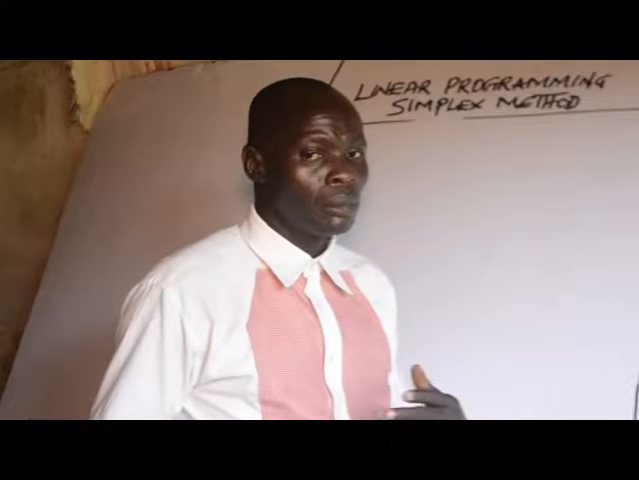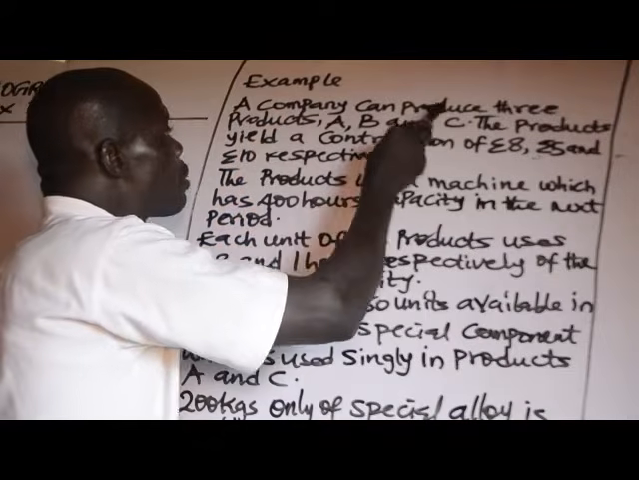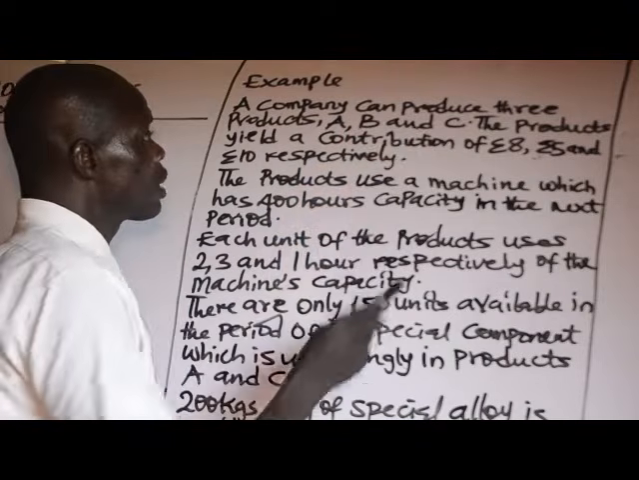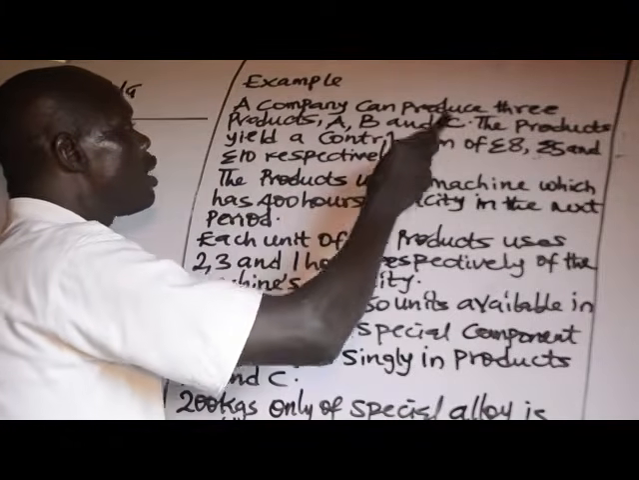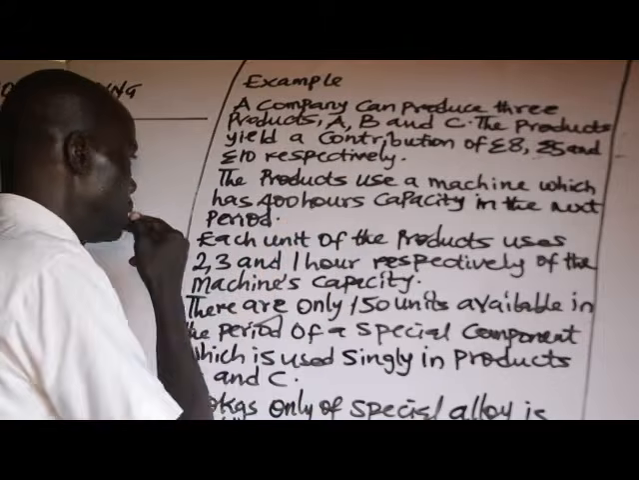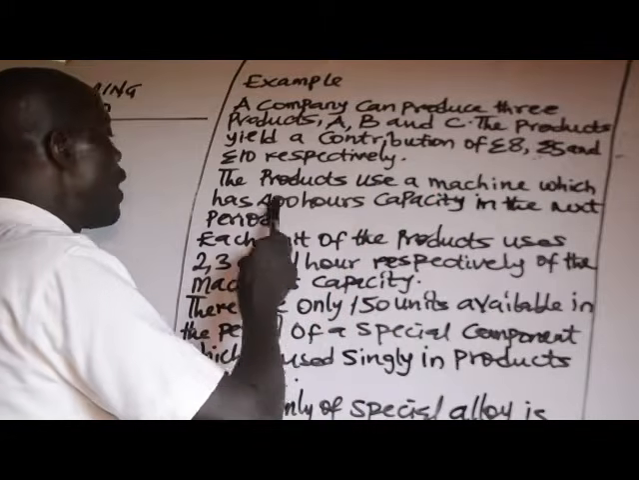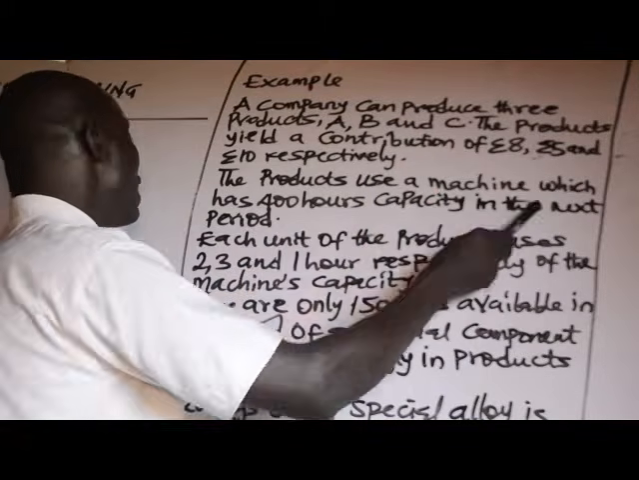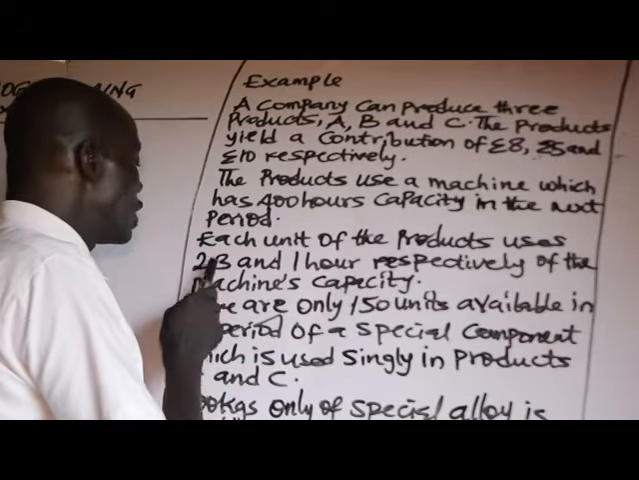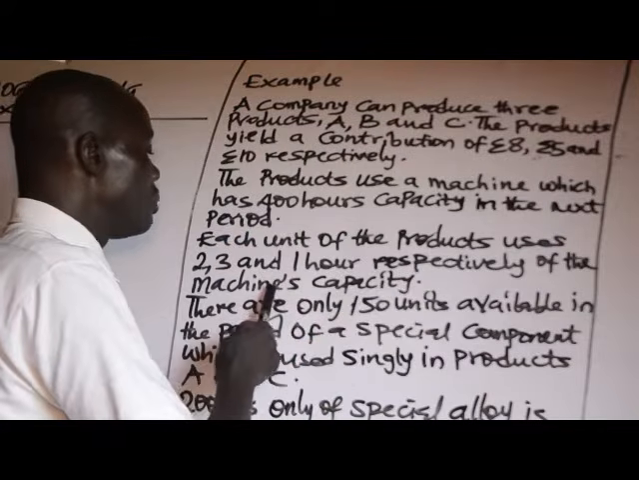Now I want to take a worked example. Example: a company can produce 3 products, A, B, and C. The products yield a contribution of 8 sterling, 5 sterling, and 10 sterling respectively. The products use a machine which has 400 hours capacity in the next period. Each unit of the products uses 2, 3, and 1 hour respectively of the machine's capacity.